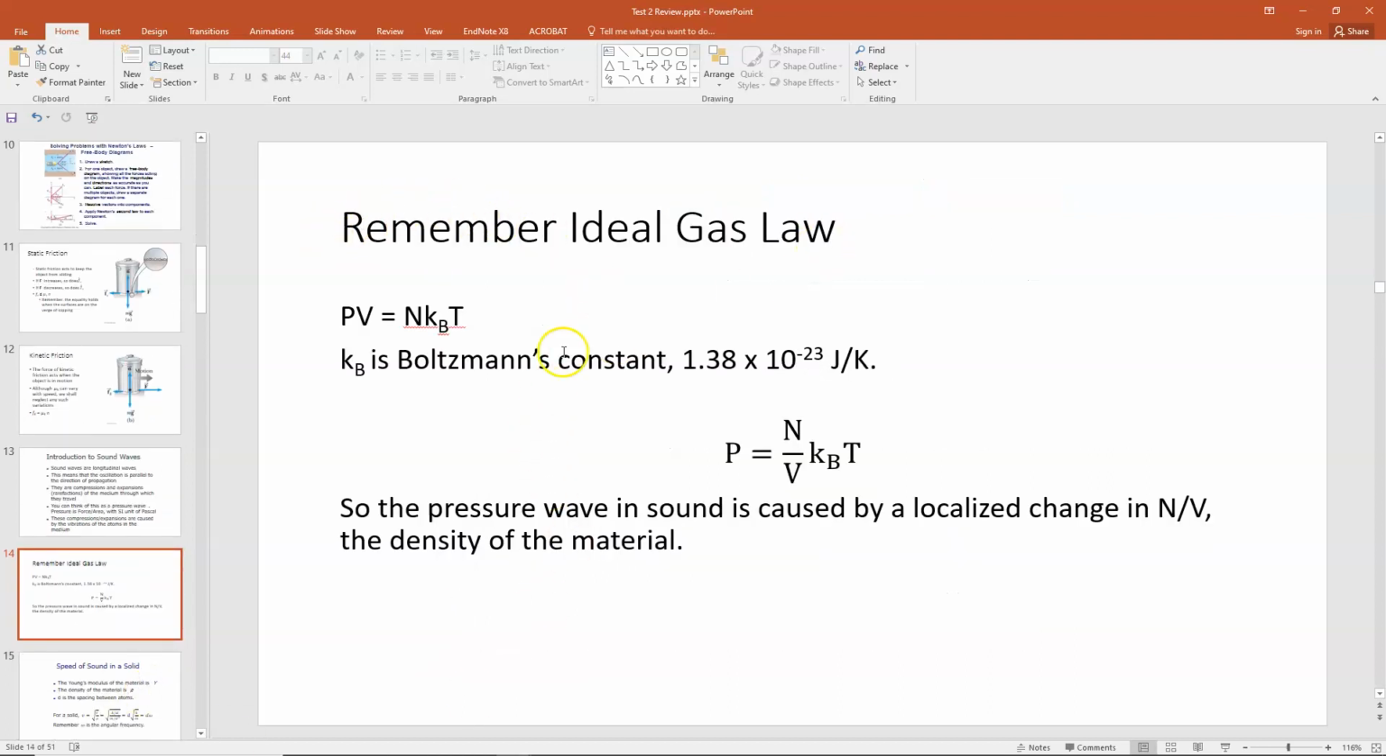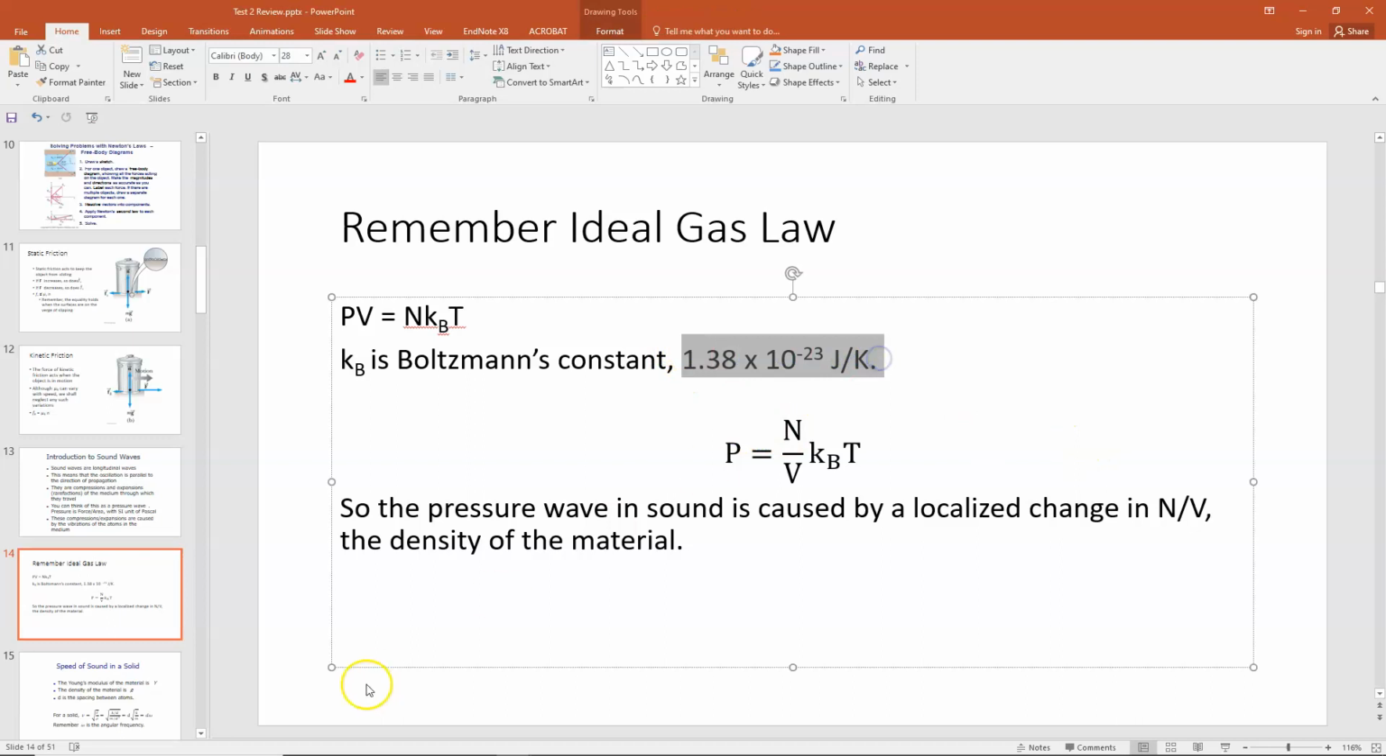We refreshed really quickly on the ideal gas law, which is PV equals NkT. Here P is pressure, V is volume, N is the number of molecules, k is Boltzmann's constant, and T is the temperature in Kelvin. Boltzmann's constant is given here, 1.38 times 10 to the minus 23 joules per Kelvin. So the pressure wave in the sound is caused by that localized change in the number of atoms per unit volume if you rearrange the law.